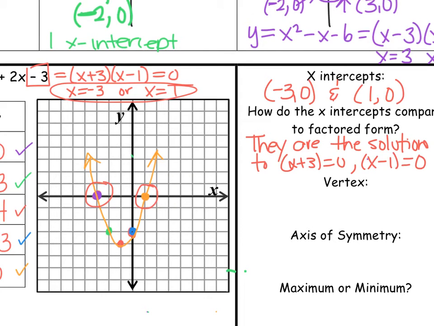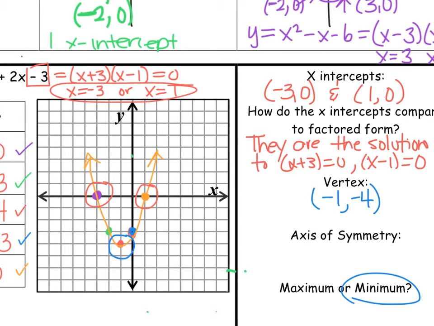So again from yesterday, what was the vertex? And the vertex is the highest or the lowest point. So the vertex in this case is our lowest point, so that makes it a minimum. And that vertex is the point negative 1, negative 4.